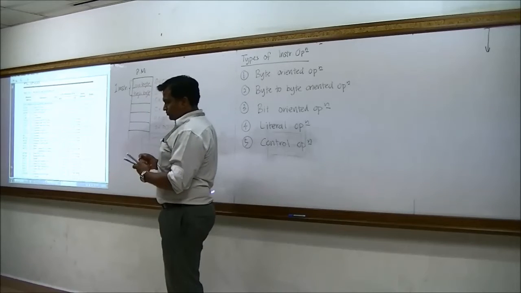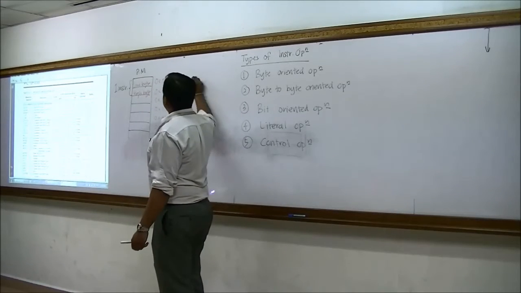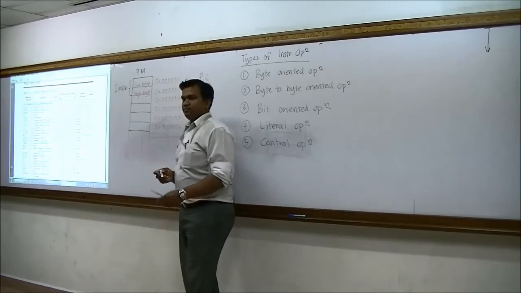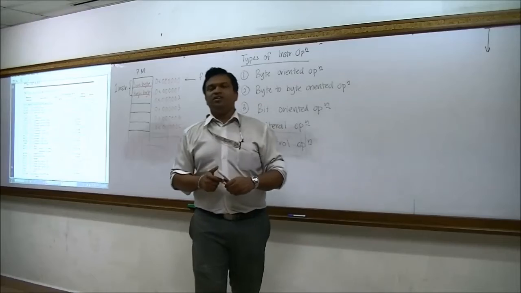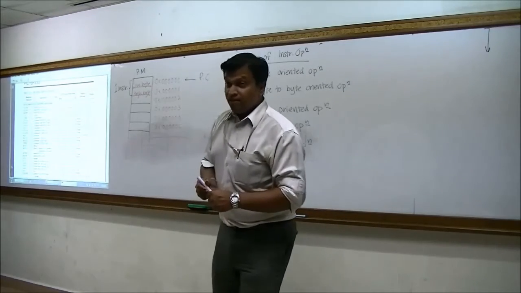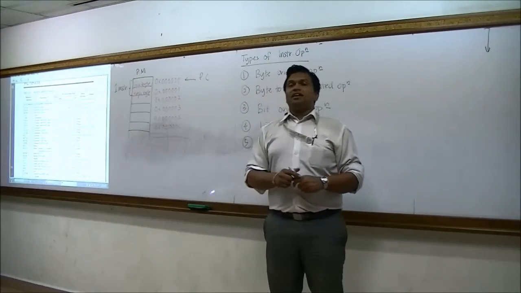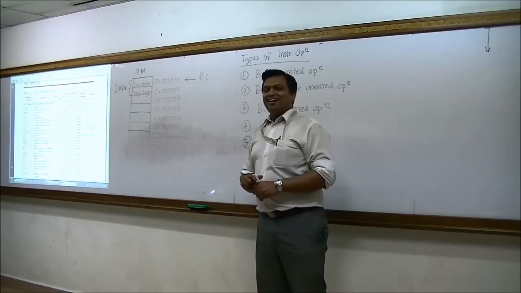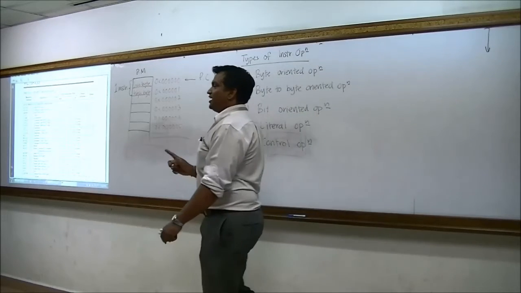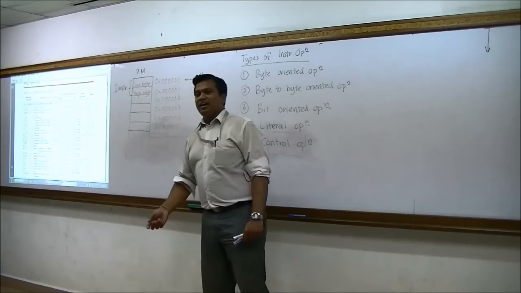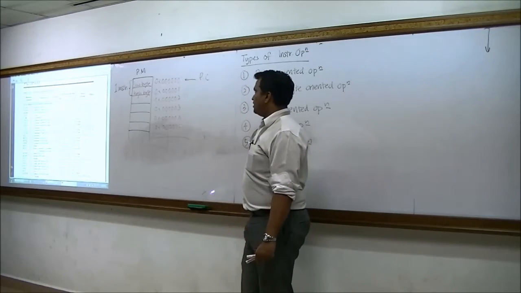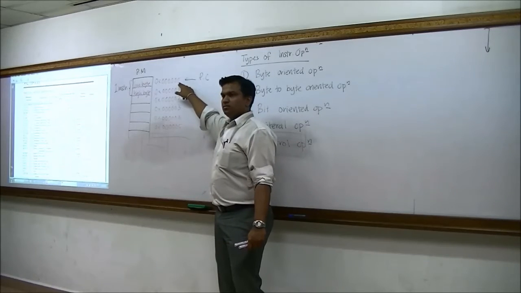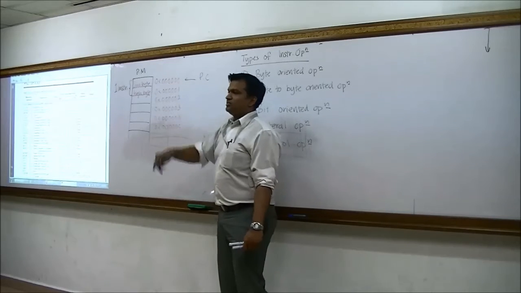Now, do you remember PC? What is PC? Program counter. What is the function of the program counter? It keeps track of the address of the next instruction to be executed. So when you first start, this address 0 is also known as what? Reset vector. Yes, it's also known as the reset vector.